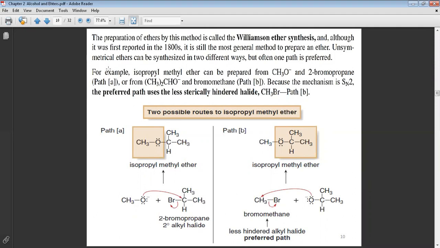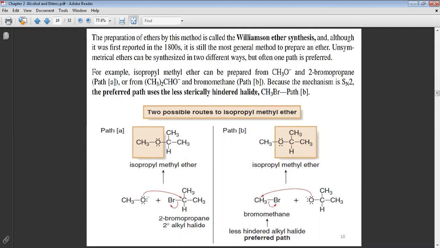He said, for example, isopropyl methyl ether can be prepared from this base, CH3O minus Na, or K as you like, and 2-bromopropane, this 1A, or from this compound, (CH3)2CHO minus, and bromoethane. Because the mechanism is SN2, the preferred path is using the less sterically hindered alkyl halide.